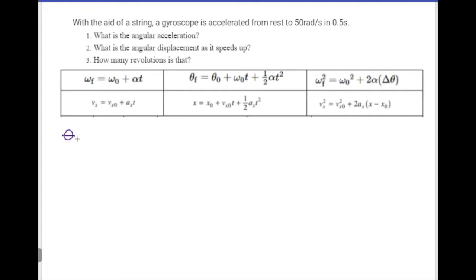So I'll go ahead and start by writing theta initial, theta final, omega initial, omega final, alpha, and t. And then I'm going to look at my problem and start writing what these variable values are down below. So theta initial is almost always just going to be 0 because we're starting at 0 degrees. Theta final is unknown. We don't know what that is. It says the gyroscope is accelerated from rest, meaning that our initial omega is just 0 radians per second. Well, it tells us that the final omega is 50 radians per second right here.